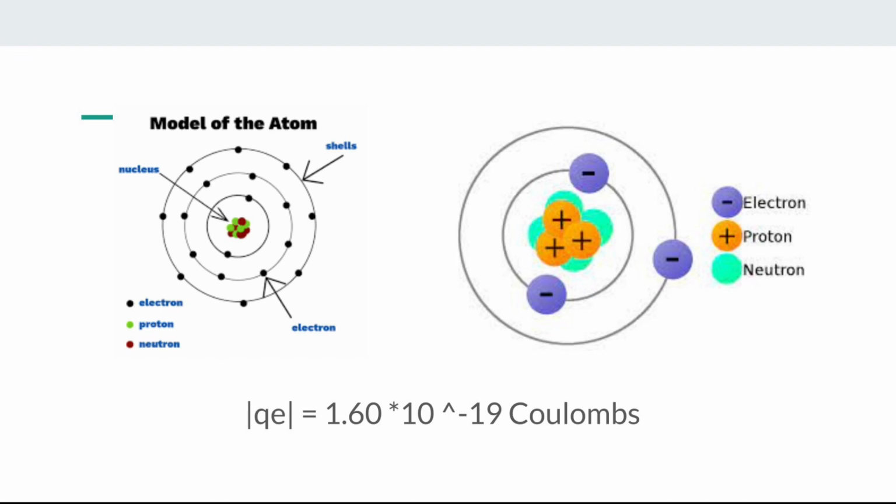The number of electrons or protons in an atom can create a positive or negative charge for that particle, depending on how many there are. Charge uses coulombs as a unit, and a single electron or proton has a charge of plus or minus 1.60 times 10 to the negative 19th coulombs.